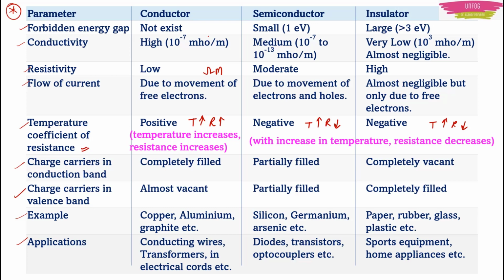Then applications. Applications are very important, especially for semiconductors. The applications are diodes, transistors, optocouplers, and many more applications are there, which we will talk about in this chapter. Okay.